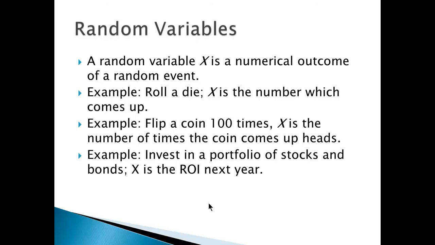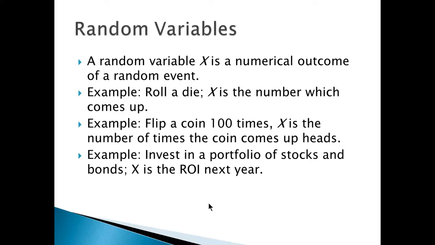In this screencast, we'll introduce the concept of random variables, and especially normal random variables, which is where we'll focus most of our attention. A random variable, we use capital X to denote it, is a numerical outcome of a random event. So suppose you roll a die. X is the number that you get.